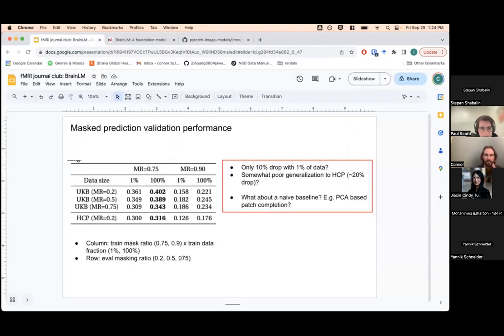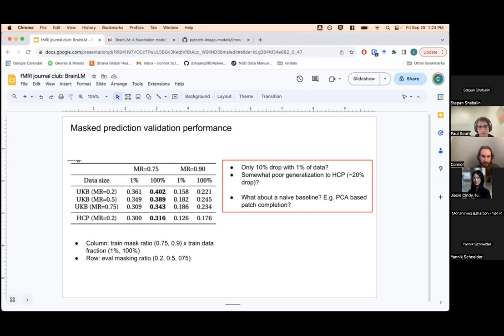So we can get into some discussion of the results. First, like baseline result to look at is just their masked prediction performance on held out data. And so this table shows this masked performance on the in-domain data set of UK Biobank, a held out validation split, as well as a totally different data set, the Human Connectome Project data. And so this is sort of testing a little bit of out of domain, or cross sample generalization of the model.